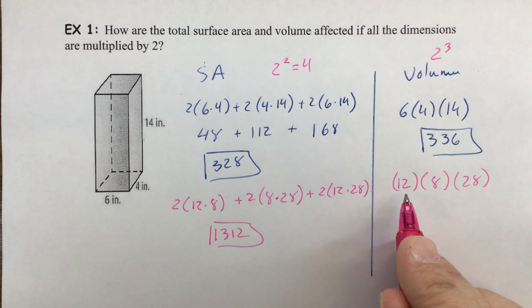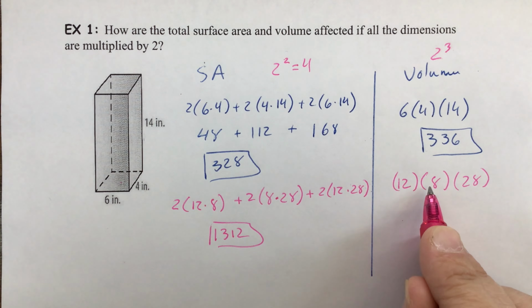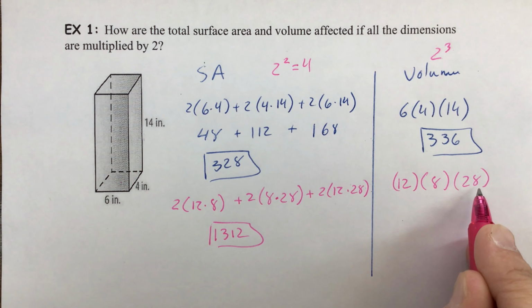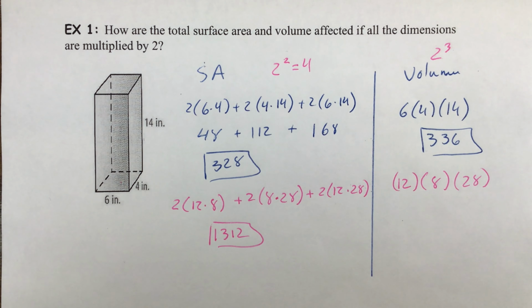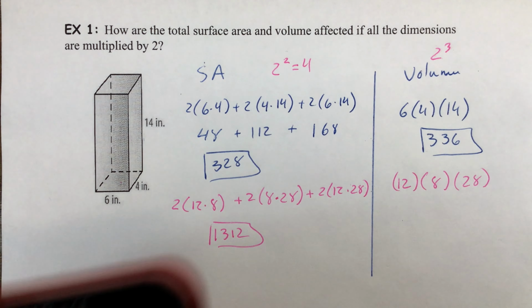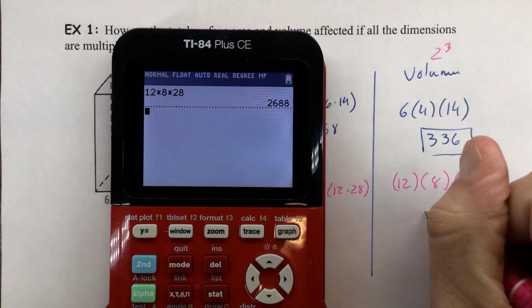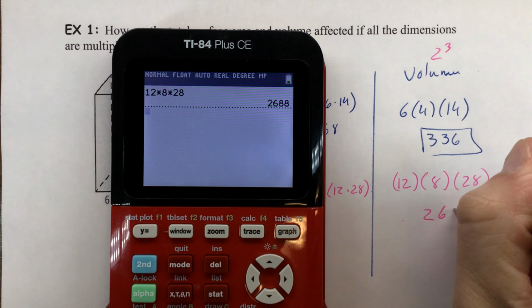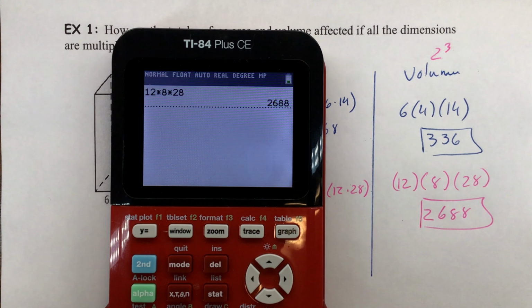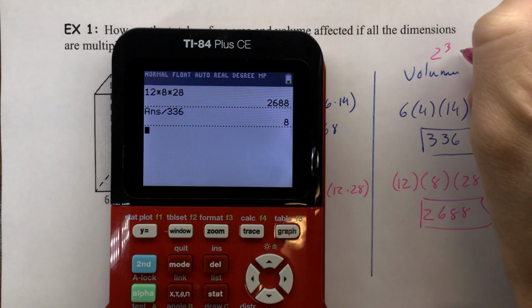So the 2's are really just built in here. You can look at it as 2 times 6, 2 times 4, 2 times 14, and then that is your 2 cubed. Okay, but we'll go ahead and calculate. We're going to do 12 times 8 times 28, which gives us 2,688. And the claim is that if I divide that number by 336, I get what is 2 cubed, or 8.